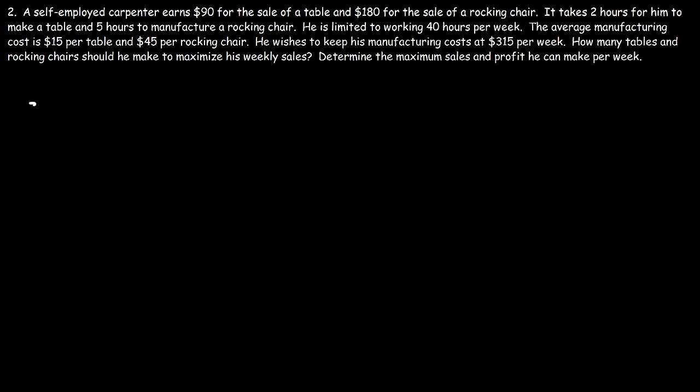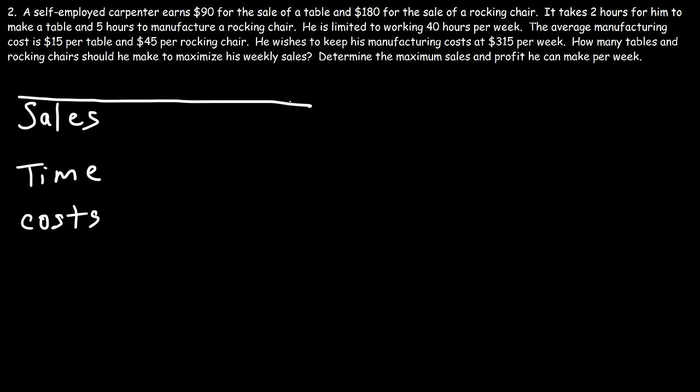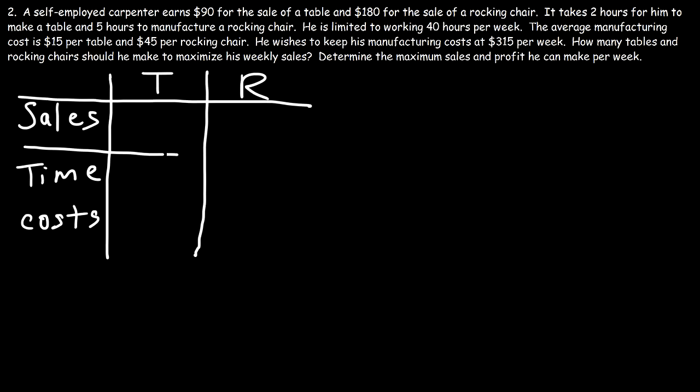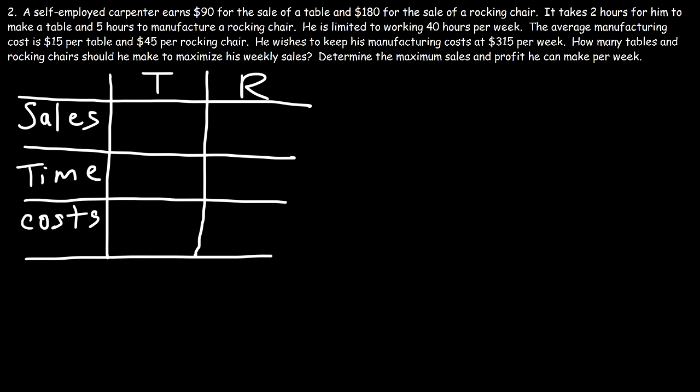So let's make a table. Let's organize the information that we have. So we have information for sales, for time, the time to manufacture the items, and also the cost of manufacturing the items. And let's use T for tables and R for rocking chairs. So the sale for each table is $90. And the sale for a rocking chair is $180.